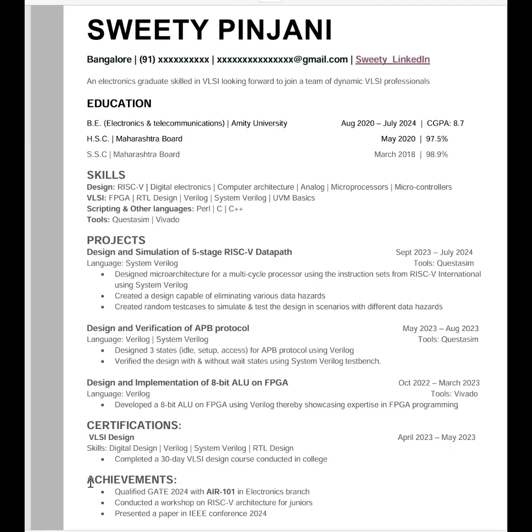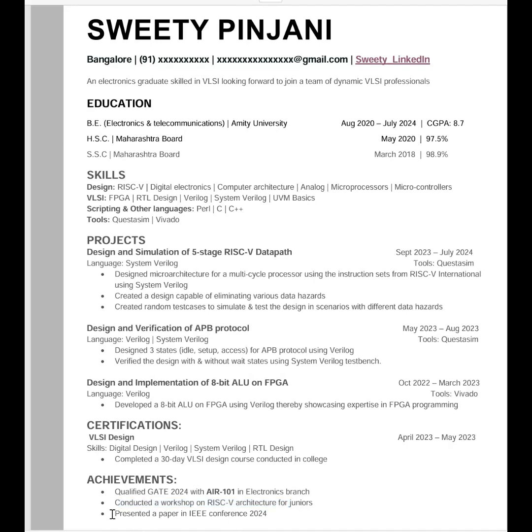Then this person really has some good achievements. That's why they have mentioned it. They have qualified GATE with very good AIR. That's why they have mentioned it. If you have qualified GATE, especially with a very good AIR, you should mention it. It is a good achievement. Then since this person has good knowledge of RISC-V architecture, they did conduct a workshop on RISC-V to train the juniors. This is also a very good achievement.